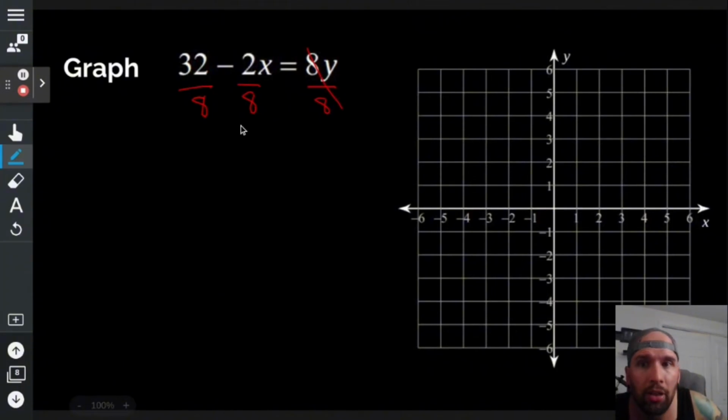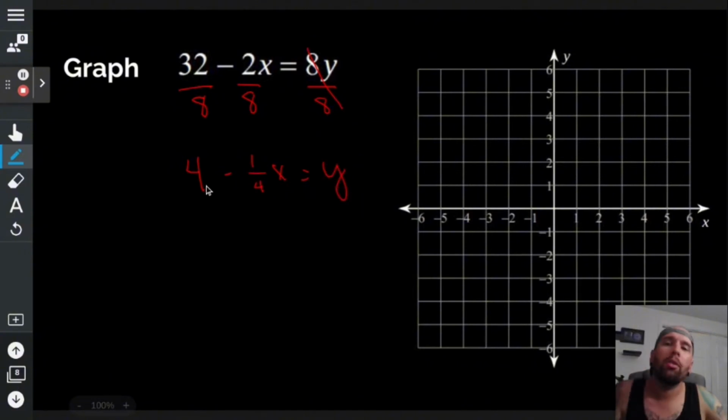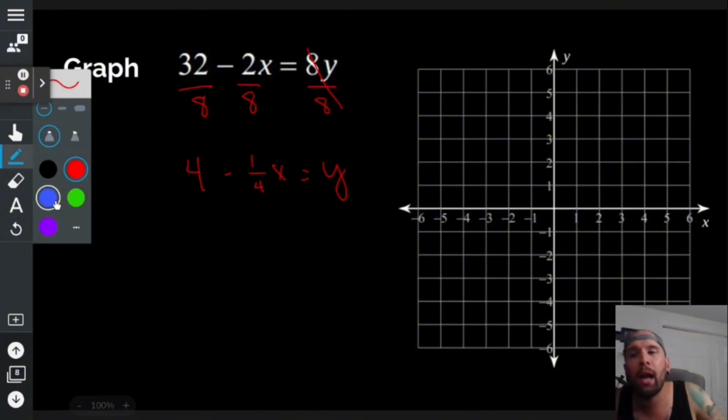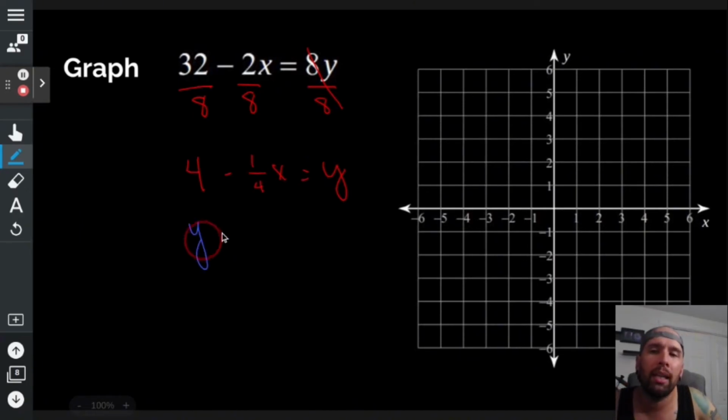So you cross out, you become 4, you become 2/8, divide numerator and denominator by 2, -1/4 x equals y. Now that looks kind of sloppy. Y is on the wrong side. It's not really in slope-intercept form. So let's write it out. Since I have stuff equals y, I can say y equals stuff. I have -1/4 x, so let me write out -1/4 x, and 4 is positive.